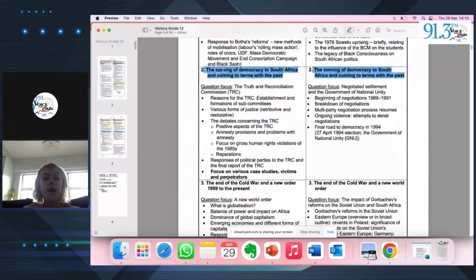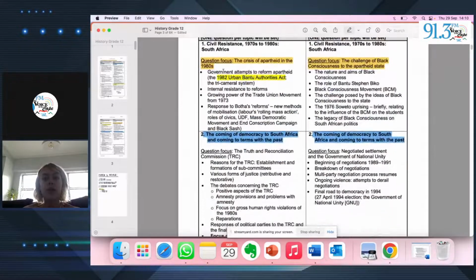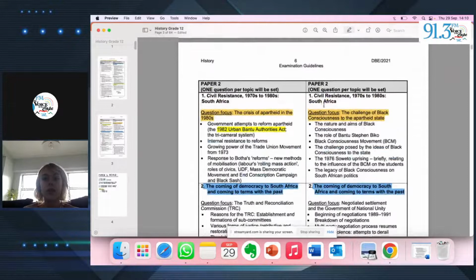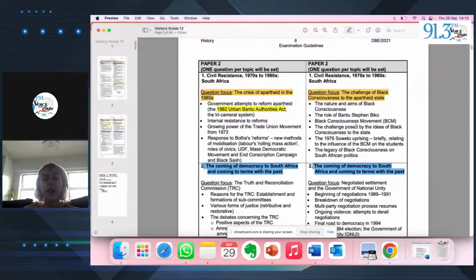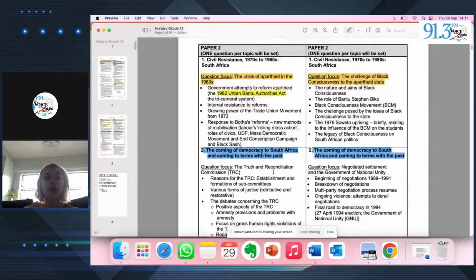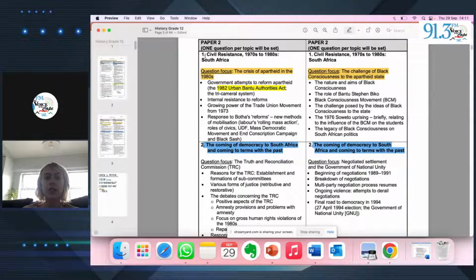So, there are 3 topics. Remember, you will only be really writing on 2. So, you will have to answer one source-based, one essay, and then the last one could be either a source-based or an essay. So for today, we're going to go through civil resistance, 1970s to 1980s in South Africa. The question focus for the source-based is the crisis of apartheid in the 1980s. And then the essay question for the section is the challenge of Black consciousness to the apartheid state. So we'll try to go through these 2 today, and then next week we'll be going through this section here. Okay.